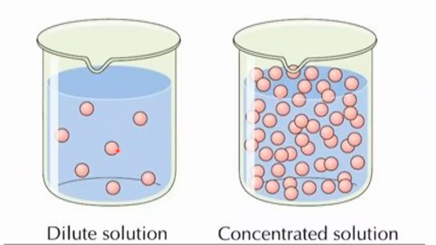Here's what the particles look like in a dilute solution and a concentrated solution. So here's the dilute solution. The pink particles here are the particles of your solute. Now, the coloring is very light because you have actually more particles of the solvent than you do the solute. However, when we go over here to the concentrated solution, we now have more particles of the solute than we do the solvent. So it's going to be much darker, as we saw in the previous pictures.